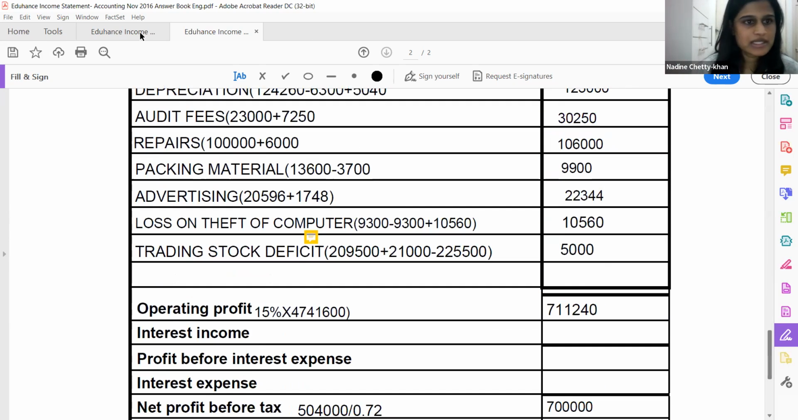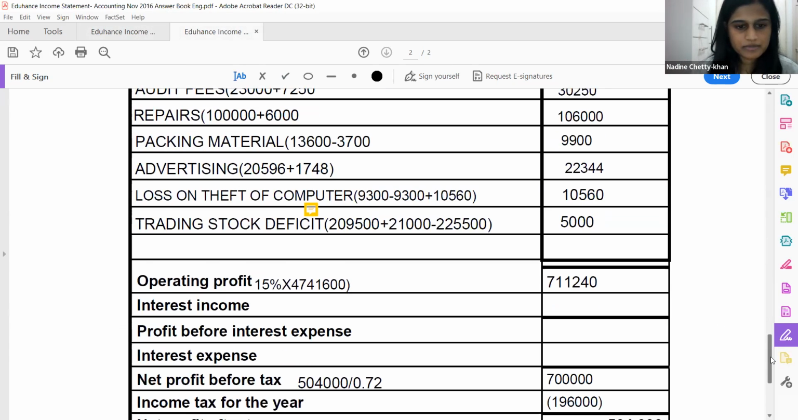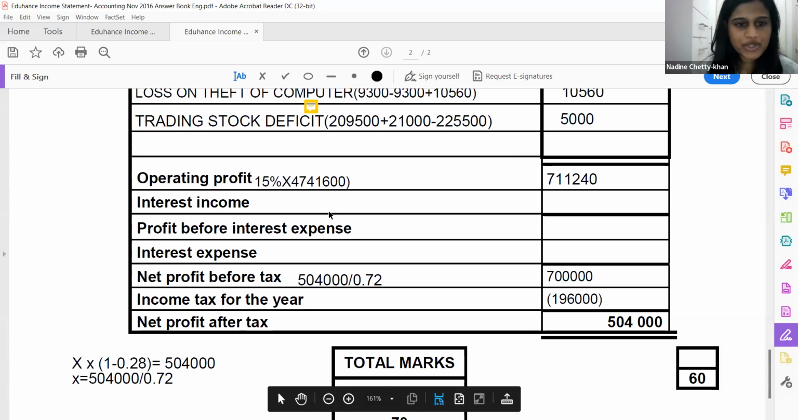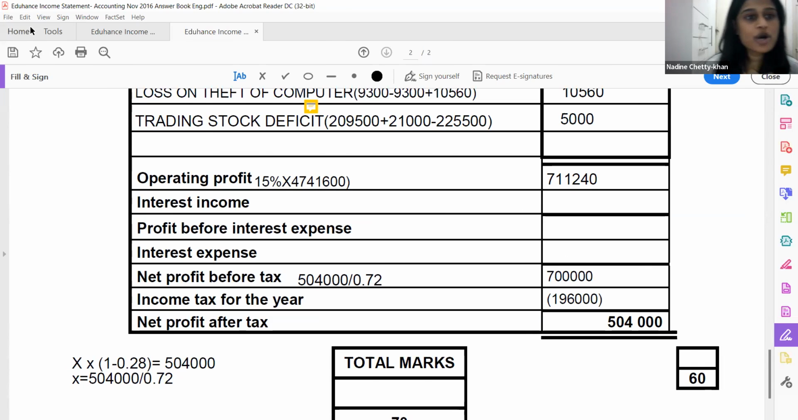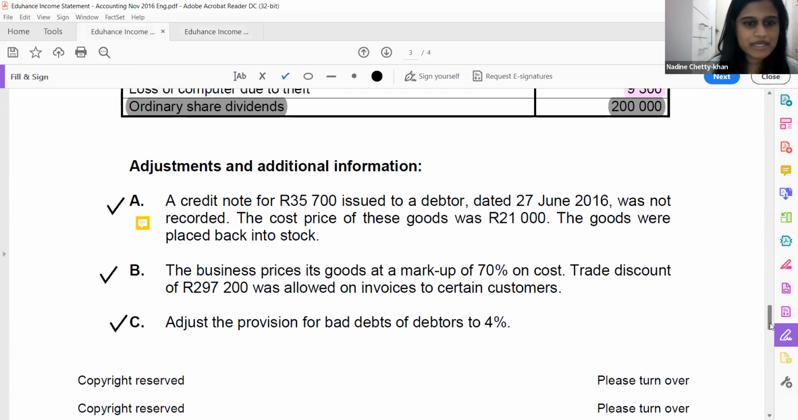Okay, so let's go back to our trial balance now. We've calculated sundry expenses. Interest income is missing and interest expense. Okay, now you're kind of stuck here, right? Because you need either interest income or interest expense. So let's go back and have a look at that interest expense note and let's see if we can make something of it.